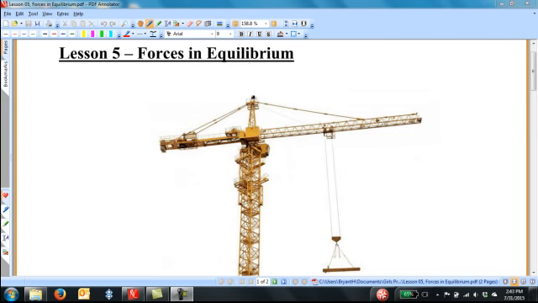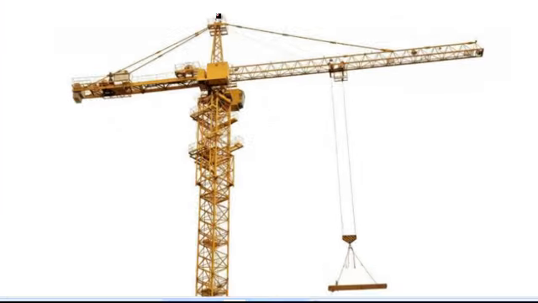In this lesson, we apply vector methods to situations in which several forces simultaneously act on an object, but the object doesn't change its motion. Here's an image of a crane. You've seen these at construction sites and loading docks. They're ubiquitous in our society, useful for lifting and moving heavy loads. To be effective, they must be engineered for usefulness and safety, and somebody has to design it.